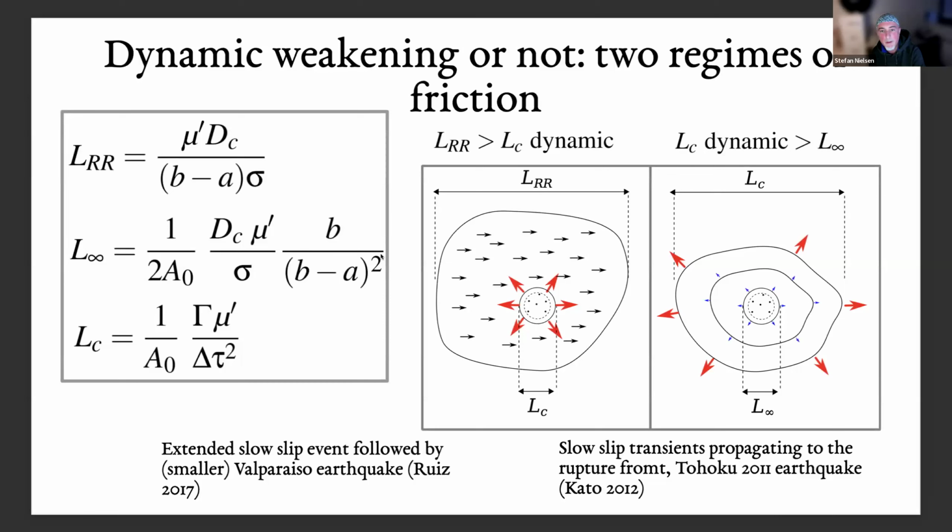interesting things may happen if you consider that, because if the quasi-static instability patch is larger than the one given by the enhanced dynamic weakening, then you may have a very large region sliding, which ends up concentrating a smaller rupture patch in its middle. And so that may correspond to an extended slow slip event observed, for example, in Valparaiso, which was followed by a smaller rupture inside.